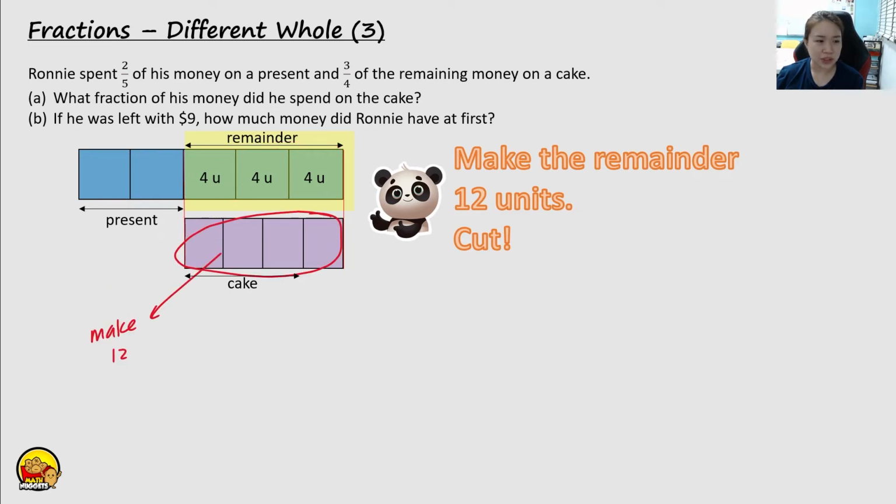How about the bottom one? I've got to make it 12 as well. So each I have to cut into 3 units because 3 times 4 is 12. So 3, 3, 3, 3, that gives me 12.